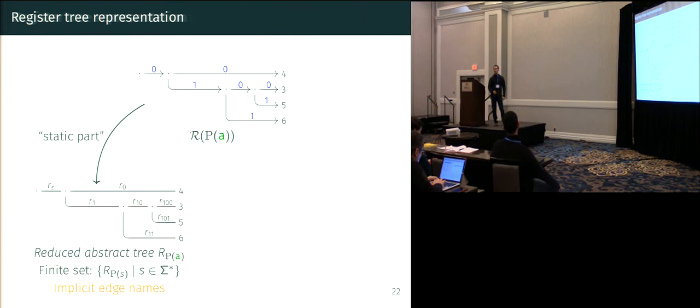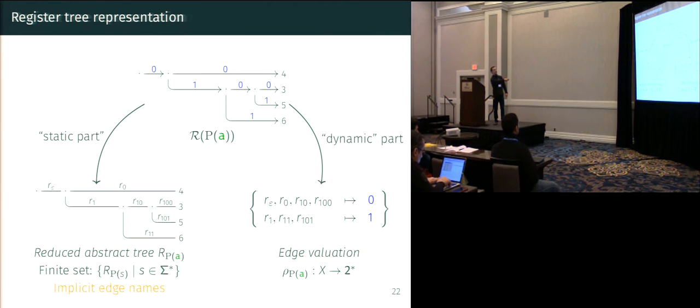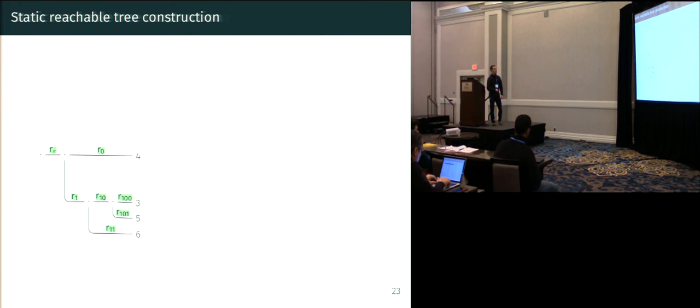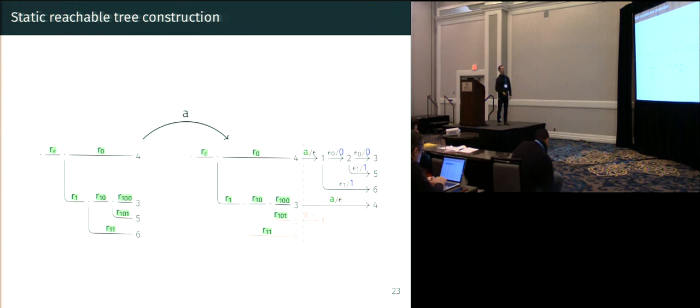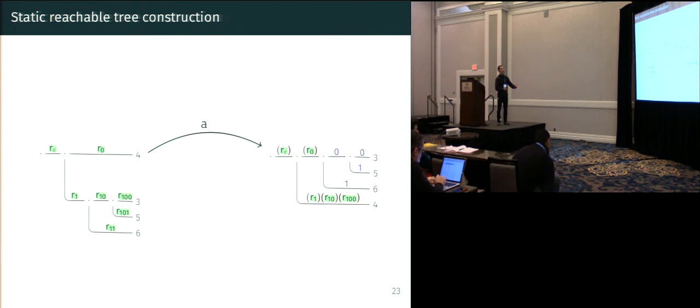By naming each edge using a position-based naming scheme, where notably the stem will always get the same name, r epsilon, we can see that the reduced path tree here is fully determined by the static part together with a dynamic part, which is a valuation of bit strings to each name in the static tree. The incremental path tree computation can be applied to these abstract trees as well. And what do we get if we do that? Well, we can read an A and compute the extension, and then we can reduce the result.